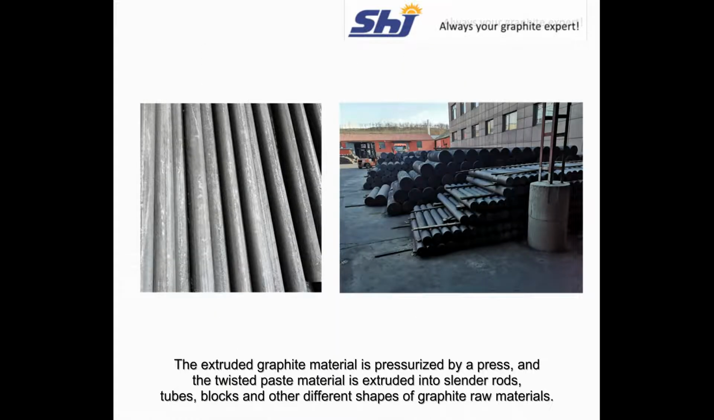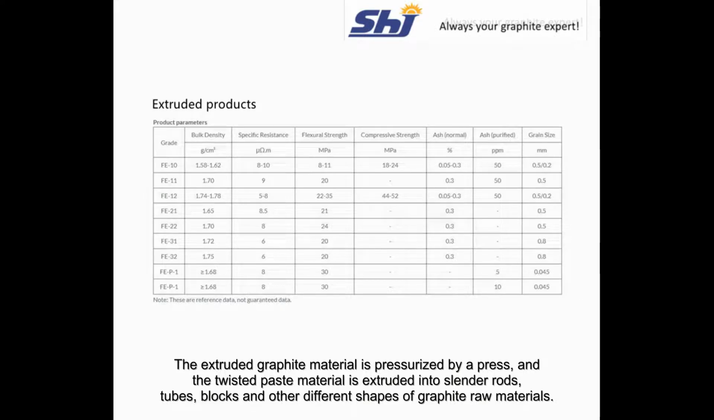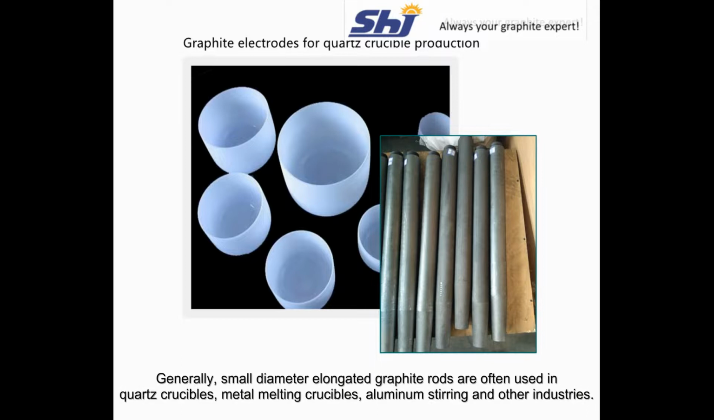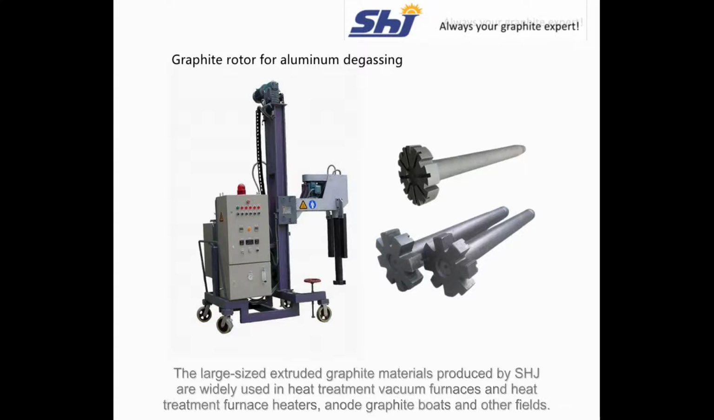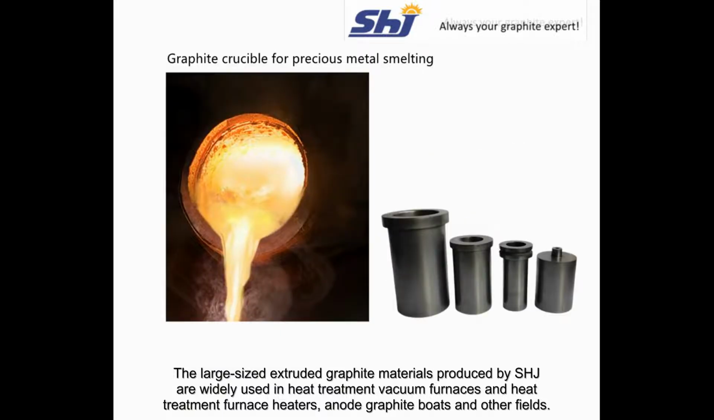The extruded graphite material is pressurized by a press, and the kneaded paste material is extruded into slender rods, tubes, blocks, and other different shapes of graphite raw materials. Generally, small diameter elongated graphite rods are often used in quartz crucibles, metal melting crucibles, aluminum stirring, and other industries. The large-sized extruded graphite materials produced by SHJ are widely used in heat treatment vacuum furnaces and heat treatment furnace heaters, anode graphite bolts, and other fields.